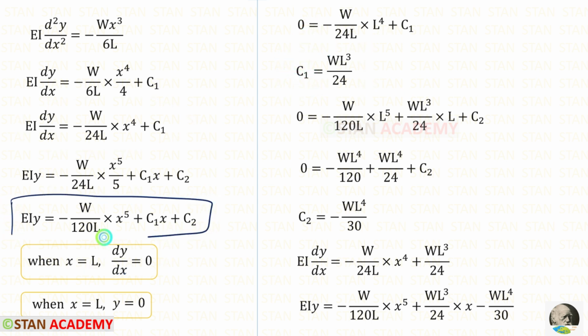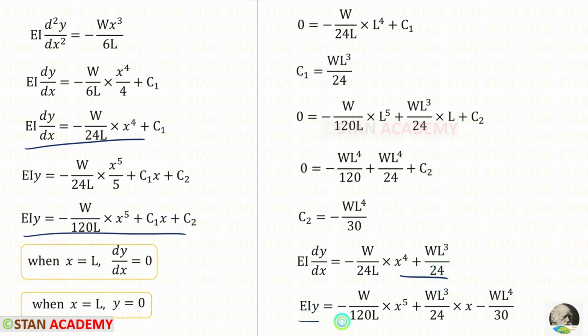Now let us take this equation. For y we can apply 0, and for x we can apply L. Also we can apply C1. In this way for C2 we will get this. In the slope equation we can apply C1, and in the deflection equation we can apply C1 and C2. First let us take the slope equation. We can take W upon 24 outside, and we can take EI on the other side. It will come in the denominator. This is the equation of slope.